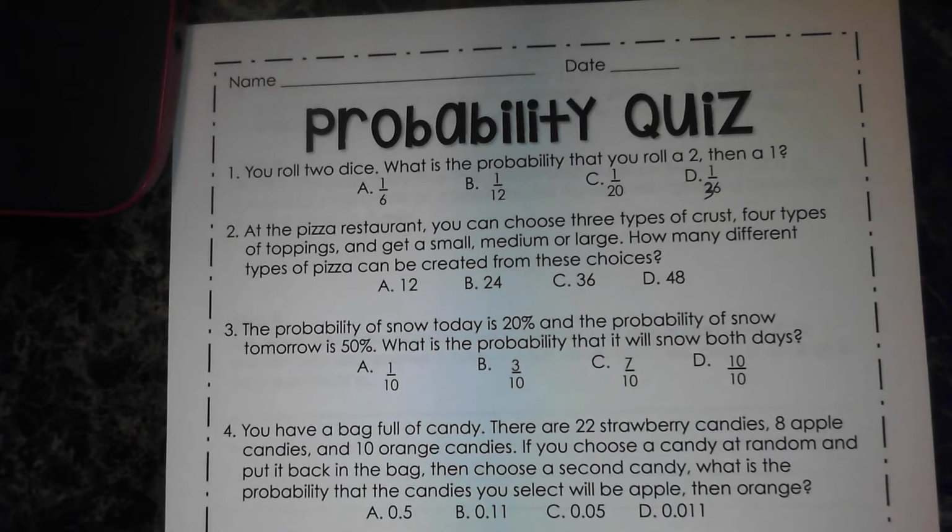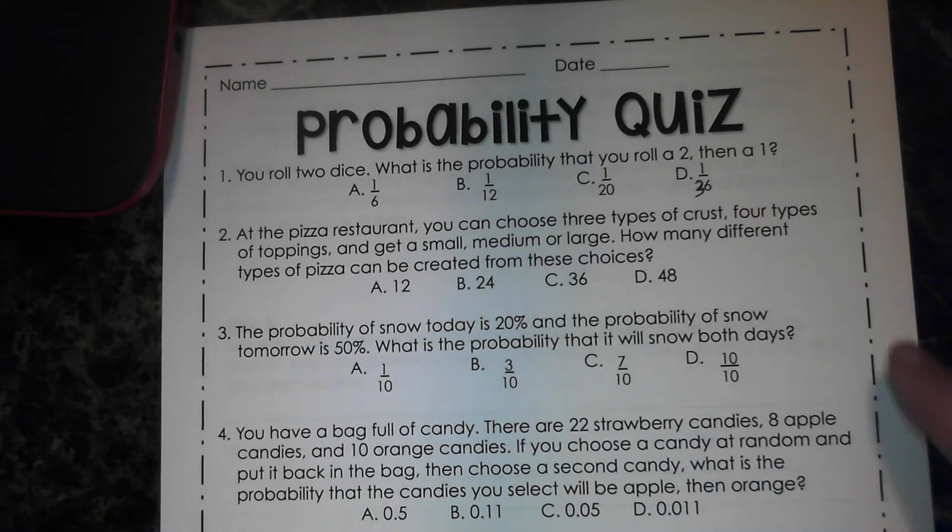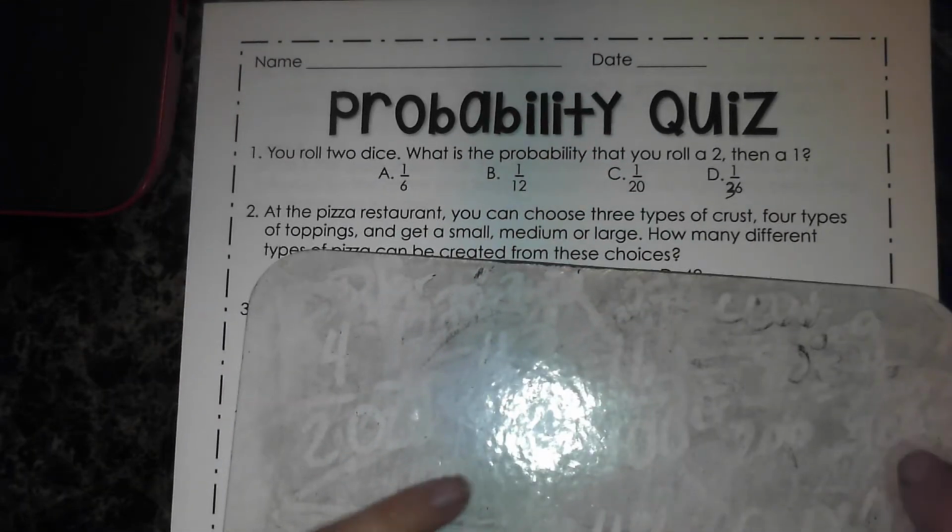Unit 7, Lesson 2, Assignment 1. Okay, so this is a probability quiz. We got to pick which one is right. They didn't have the right answer on here. I actually put it on here, but we'll show you how you got that one. They put 1 out of 26, but it's actually supposed to be 1 out of 36.